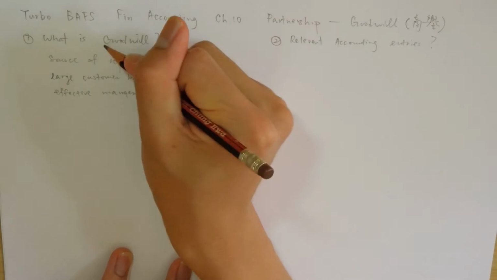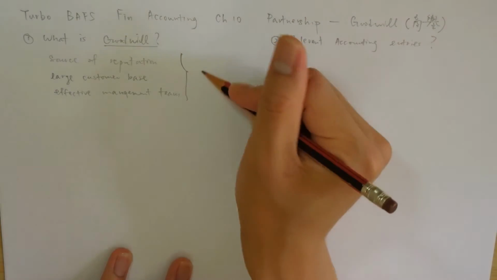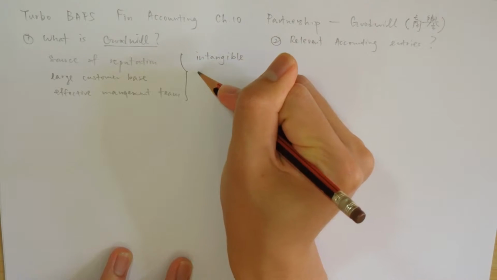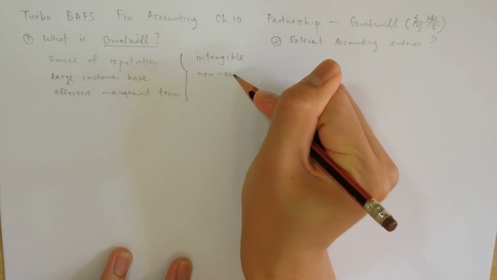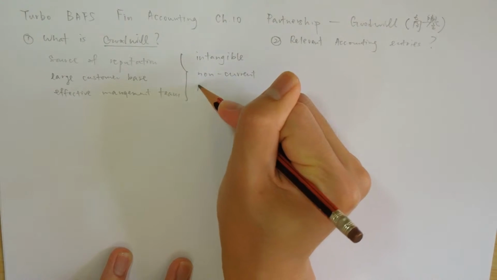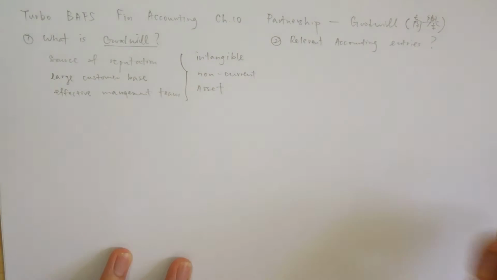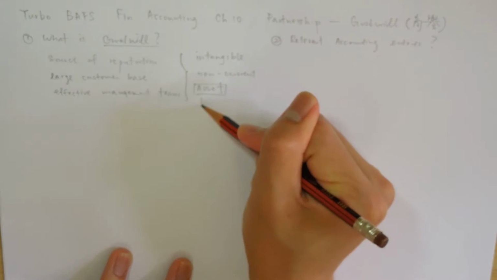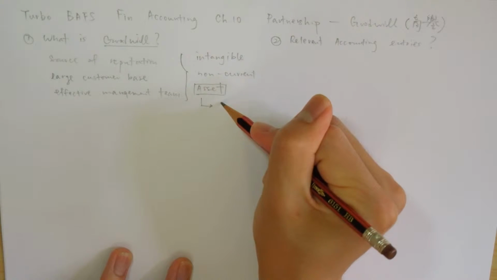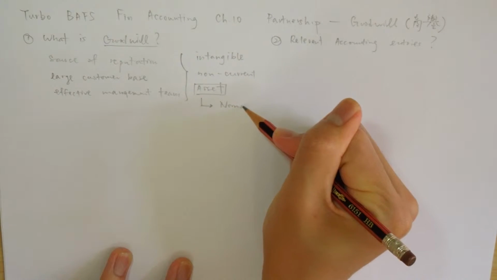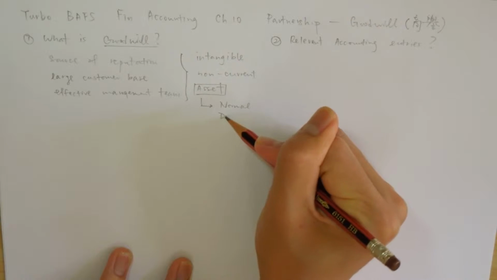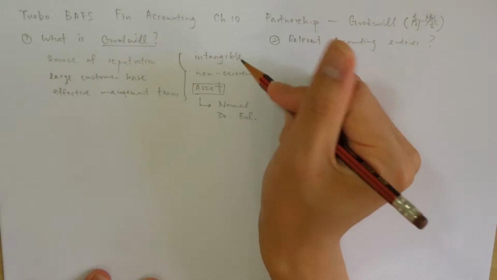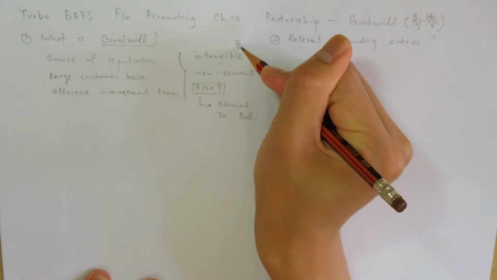Therefore, for the goodwill, we will classify it as an intangible non-current asset. And normally for an asset, remember, it should have the normal debit balance. Okay, and remember, intangible in Chinese, 無形.